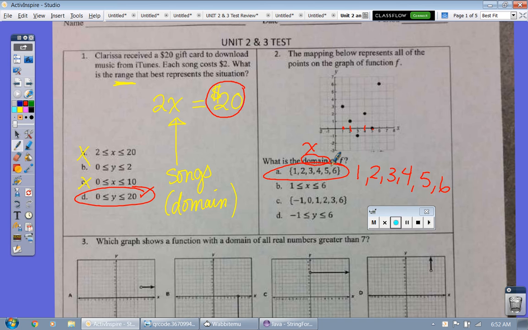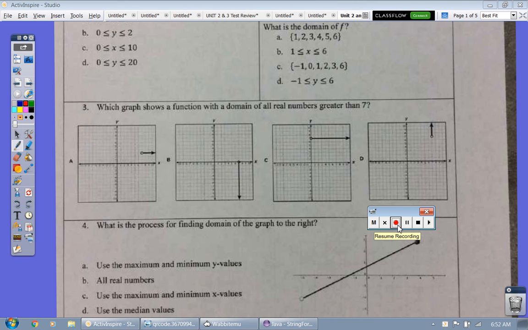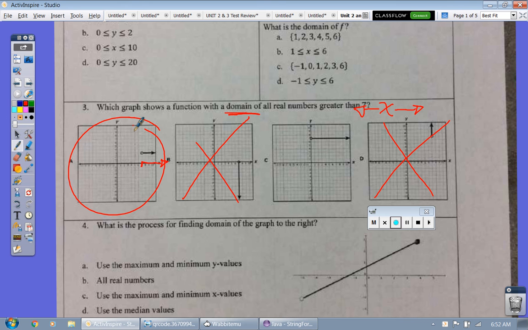It's just that simple. Number 3, which graph shows the domain? We have to go along the x-axis. Remember, on the x-axis we're going left or right, not up or down, so we can cross this one out, and this one out. We're looking for something that's greater than 7. That's an open circle, and it's going to start at 7. I know it's kind of hard to see here, but 1, 2, 3, 4, 5, 6, 7 is right here. To go greater than, you go to the right. Your answer is A.